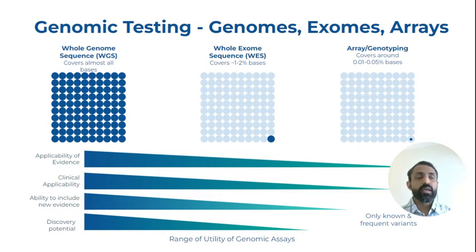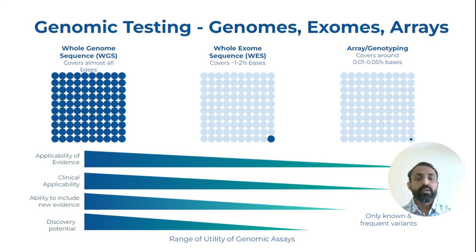Then we have whole exome sequencing. Whole exome sequencing sequences, using the capture method, the protein coding regions of the human genome, or the exons, and this roughly encompasses around 1 to 2% of the human genome. On the other end of the spectrum, you have whole genome sequencing.